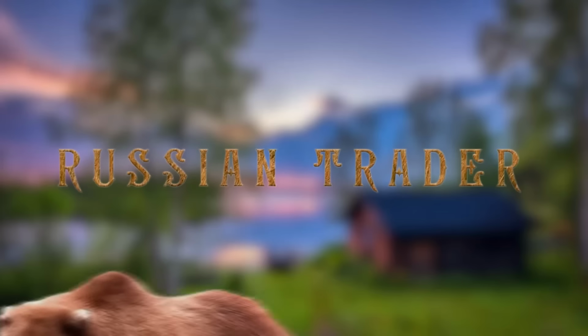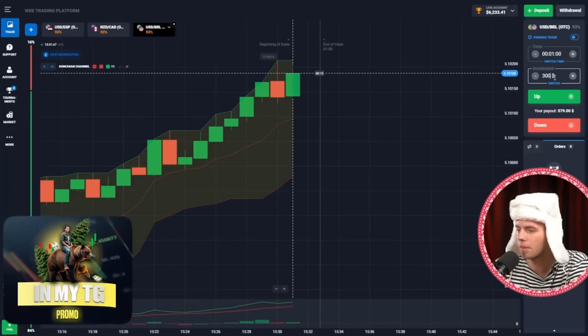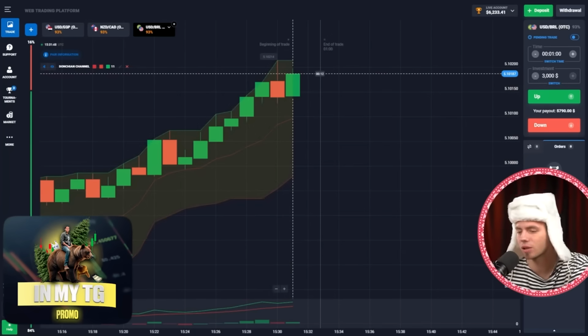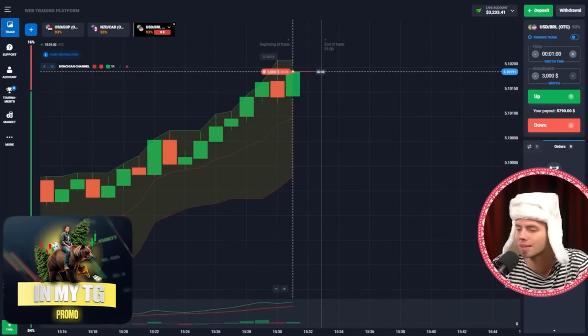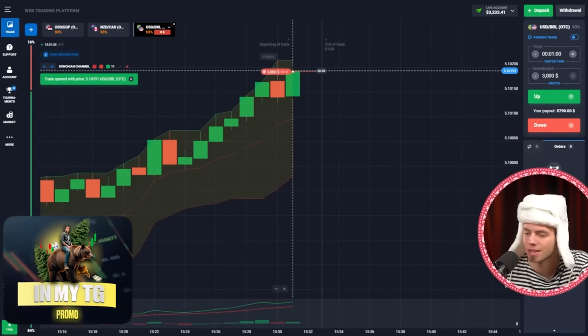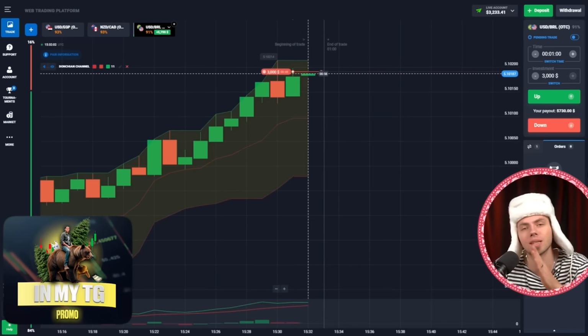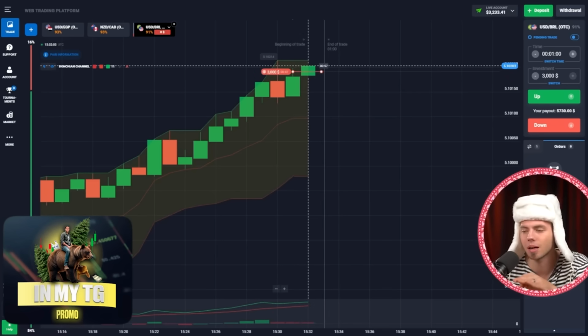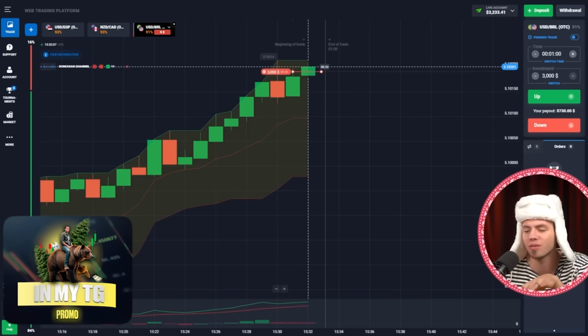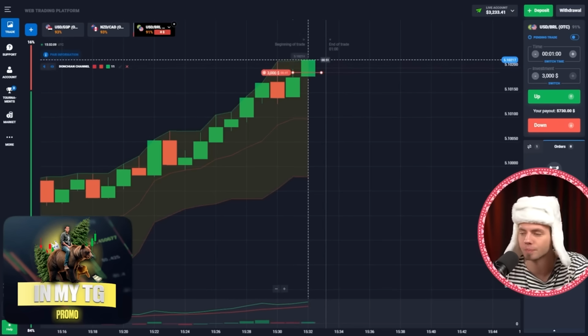Okay, let's move on to the next trade. Let's set the amount 3,000, and we are opening a sell trade over here, guys. If you take a look at all these situations happening lately, this trade and the previous couple of trades are pretty similar, because here we have the upgoing trend, and we enter at the very moment when the price should reverse, because we are in an overbought zone.